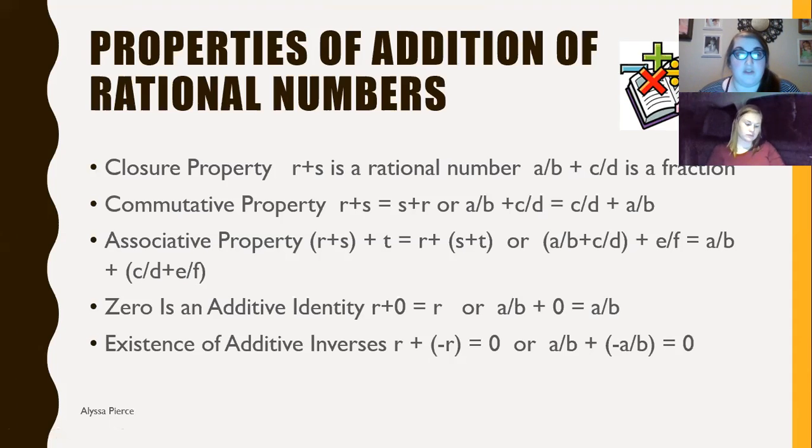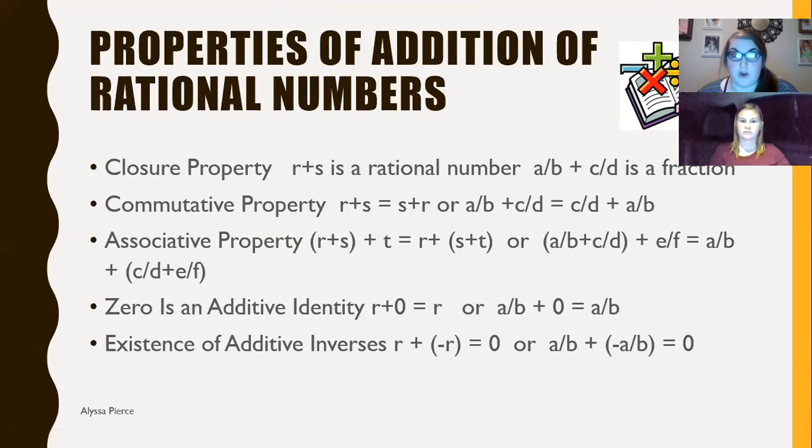Then we have the commutative property, which is r plus s equals s plus r, or a over b plus c over d equals c over d plus a over b. If you'll notice, all that means is you're changing the order and your answer is going to give you the same sum.